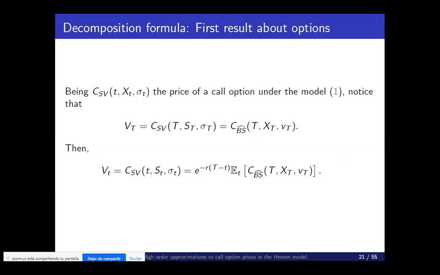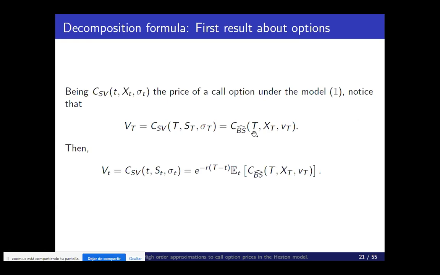Okay, if we assume that C_SV is a call option formula under a stochastic volatility model, we know that at the time to maturity, the payoff of the European option under the stochastic volatility model is going to be the same.